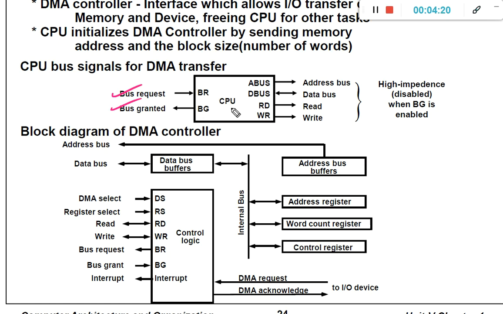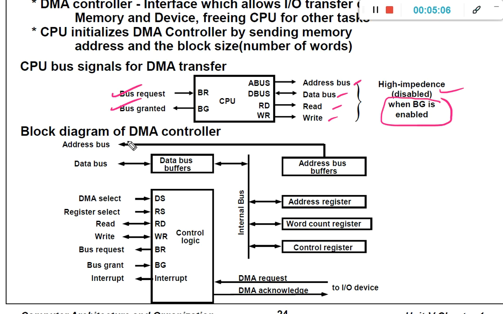Before the bus grant is actually initiated by the CPU, it needs to specify the address bus, the data bus, as well as the read-write operation permissions to the DMA controller. So when bus granted is enabled, the CPU will be in high impedance. That is, it relinquishes total control of the buses and gives it to the DMA controller, so that the DMA controller can perform the data transmission without the intervention of the CPU.